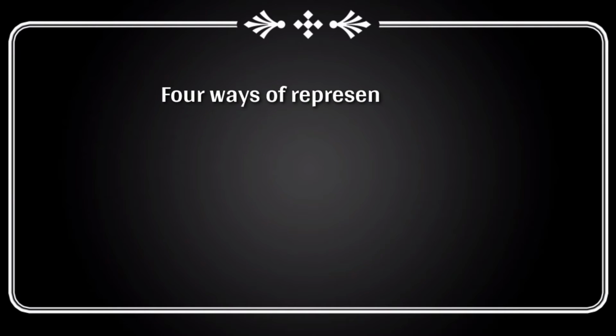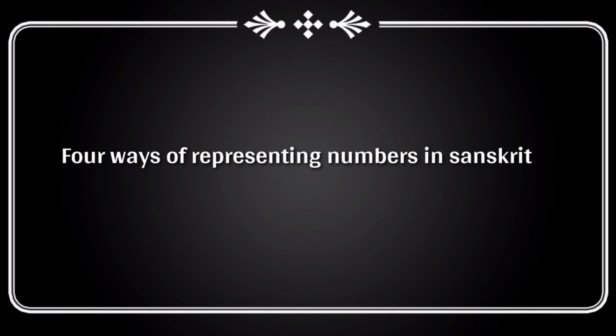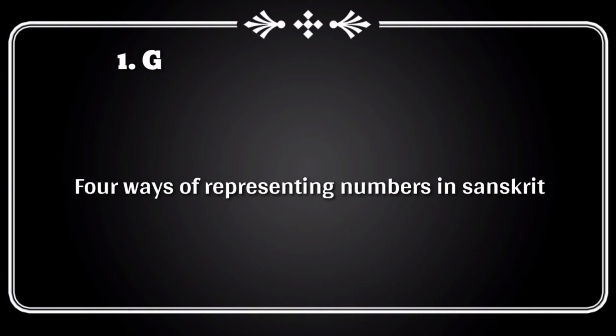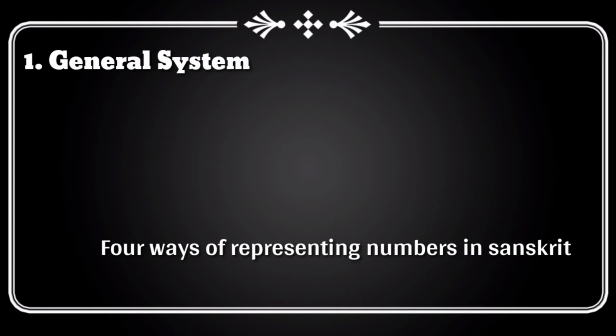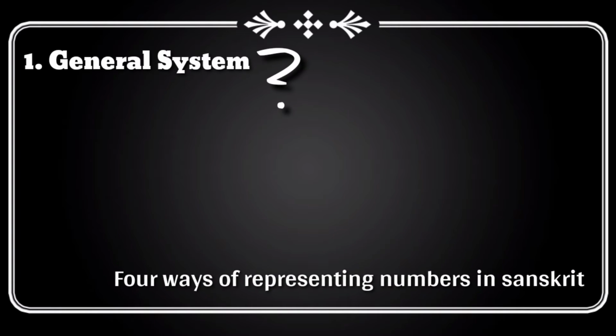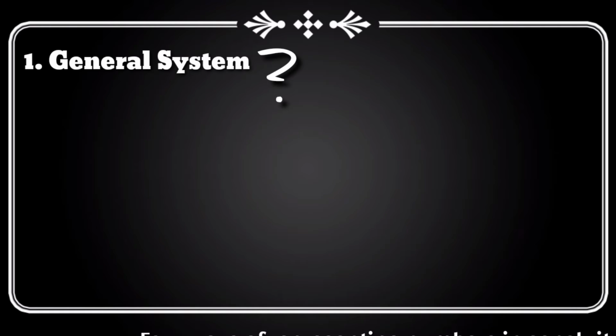There are four ways of representing numbers in Sanskrit. The first way is the general system of numeration. So, what is the general system of numeration? It is basically the system that is found in other languages too. There are names for each place value, and similarly, Sanskrit has that.